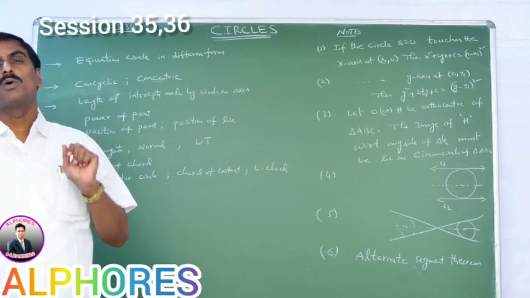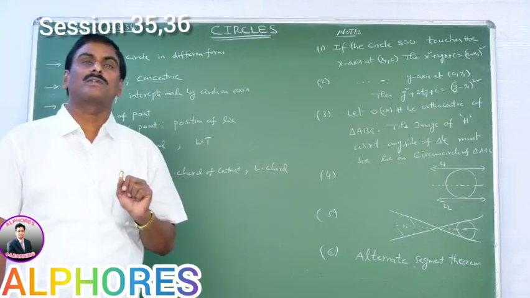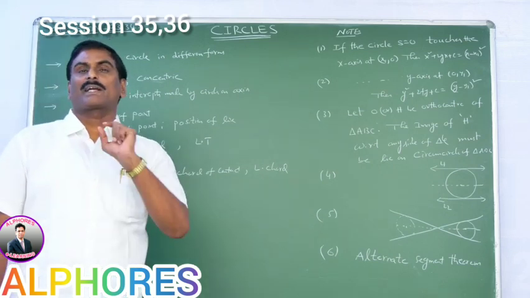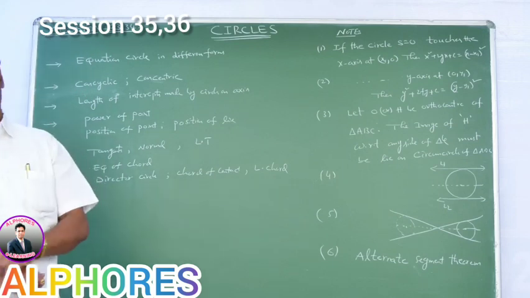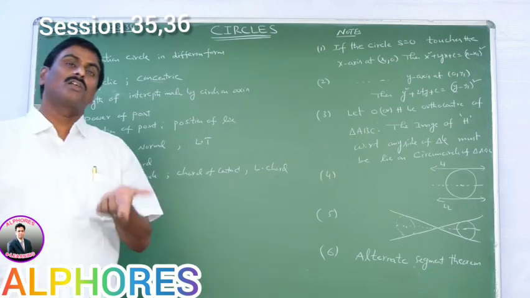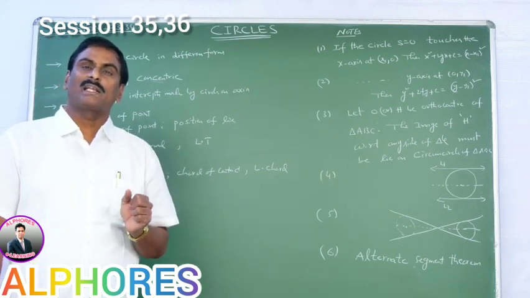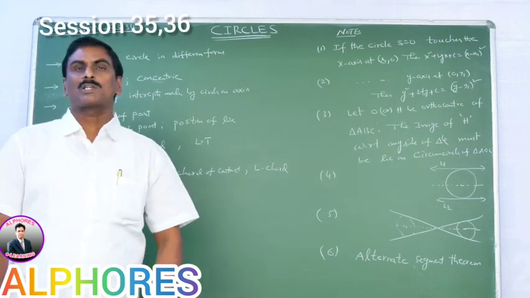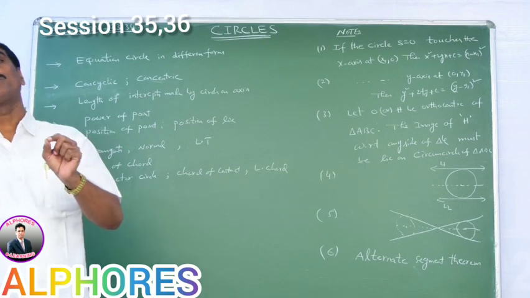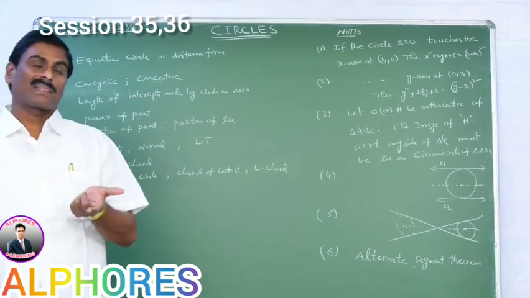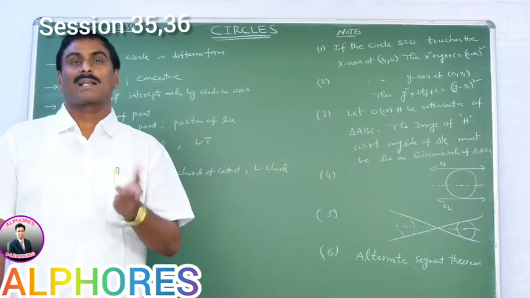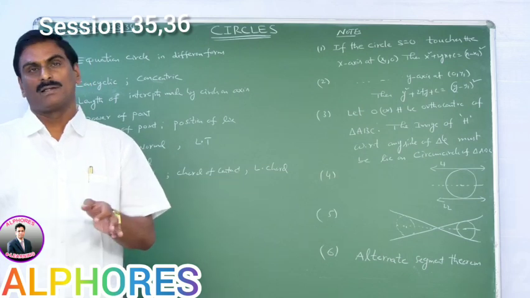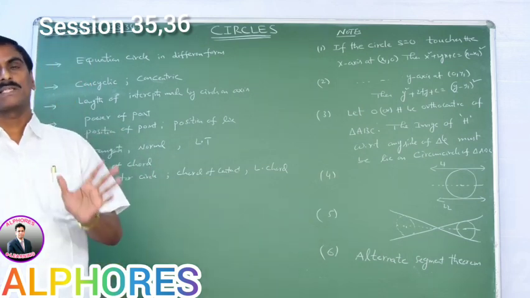(x minus h) whole square plus (y minus k) whole square is equal to r square. Here (h, k) is the center and r is the radius. If the center is (0, 0), then the equation of the circle is x square plus y square is equal to r square. Suppose r is equal to 0, then it is said to be a point circle. r greater than 0, it is said to be a real circle. r less than 0, then it is said to be imaginary. If r is equal to 1, then it is said to be a unit circle.